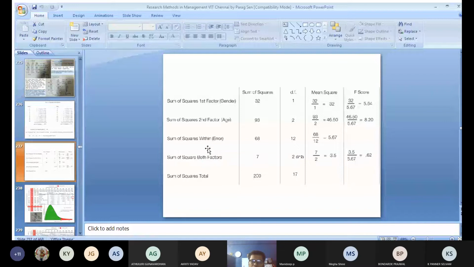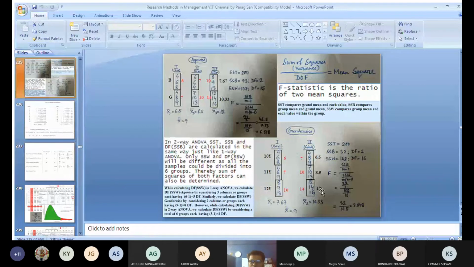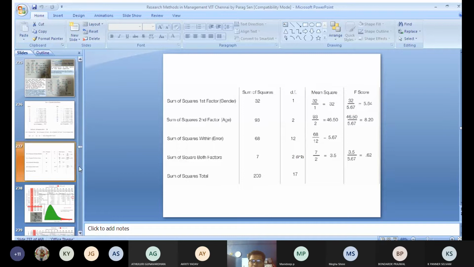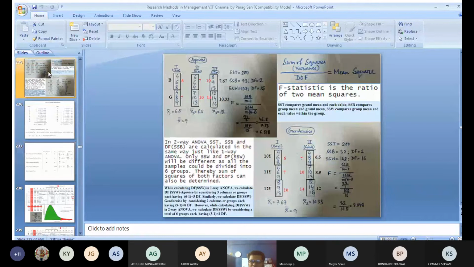So for two-way ANOVA, here you are having 6 groups: 1, 2, 3, 4, 5, 6. So you need to calculate the sum of square within for these 6 groups. Okay. So what will happen in these cases? The degrees of freedom will be 12. Why 12? Because each group is having 3 elements, so the degrees of freedom for each group is 2. So for 6 groups, the degrees of freedom will be 2 into 6, 12.